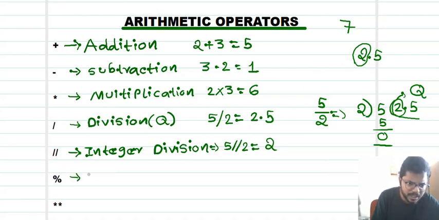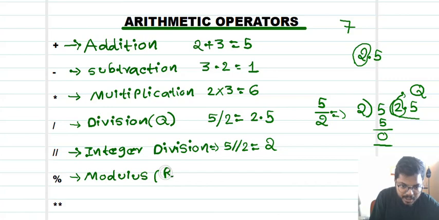Now what is this? The percentage symbol indicates the modulus operation. What is meant by modulus? Modulus is remainder. It is a remainder operation. Modulus is nothing but a remainder operation. Now we will see what is remainder.